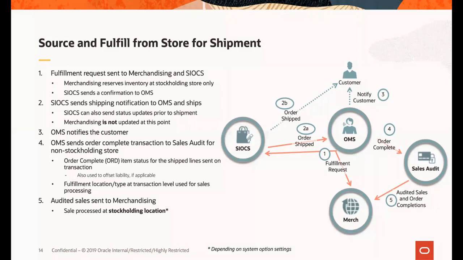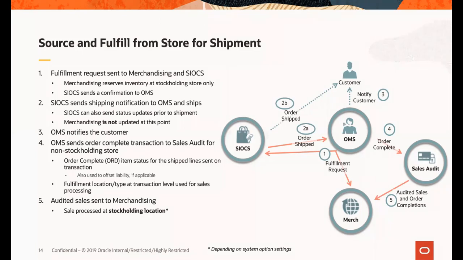So SIOX would pick the order. They can send updates throughout the picking process. And then they will notify order management that the order has shipped once they've shipped it. Merchandising does not get an update at this point. We will just hold and wait until the sale process comes through. So once order management is notified that it's shipped, they will notify the customer and then send the order complete transaction to sales audit, just like the other warehouse shipment that we talked about.